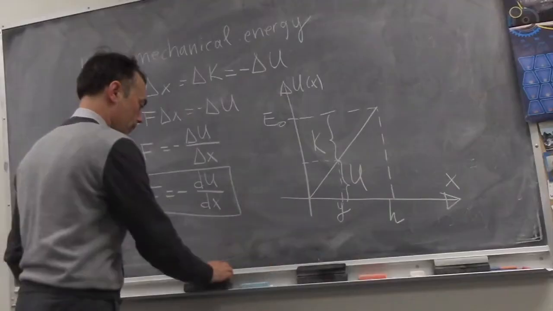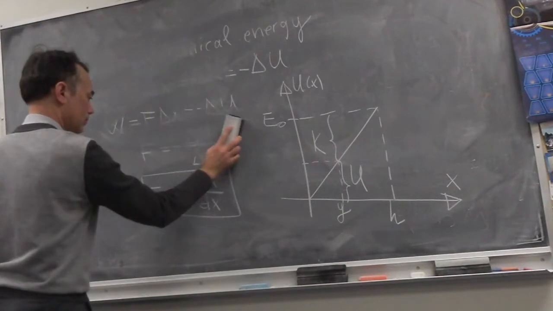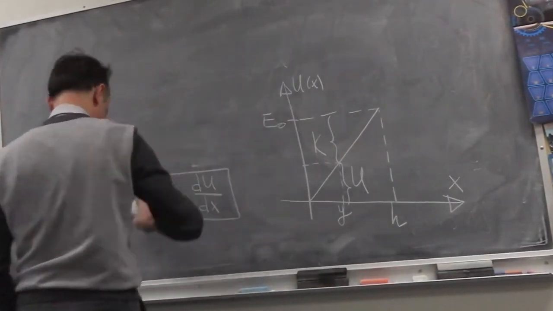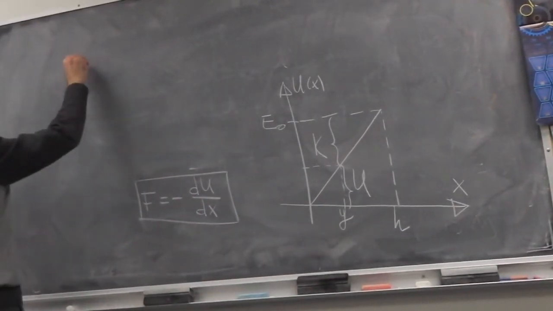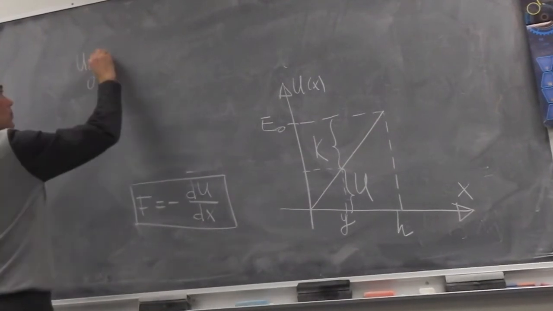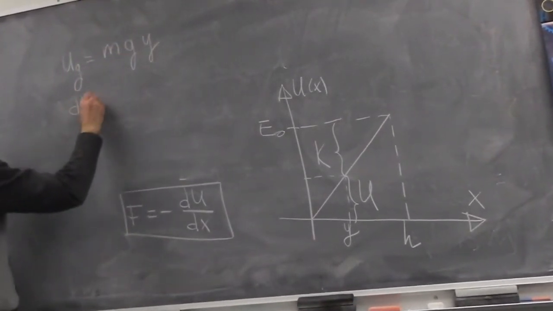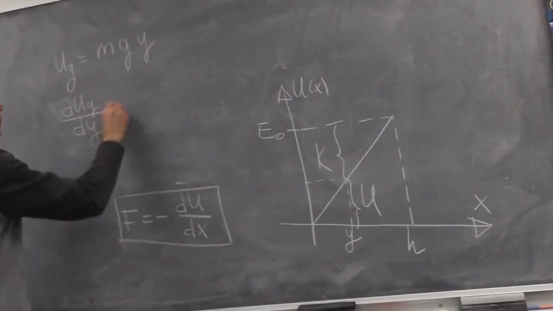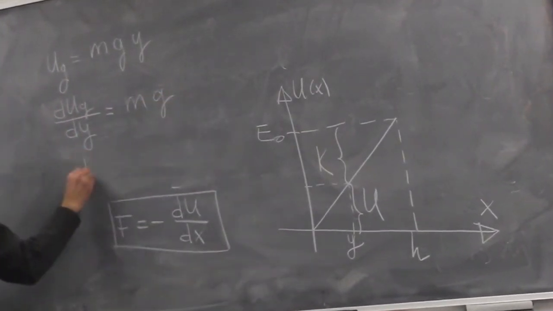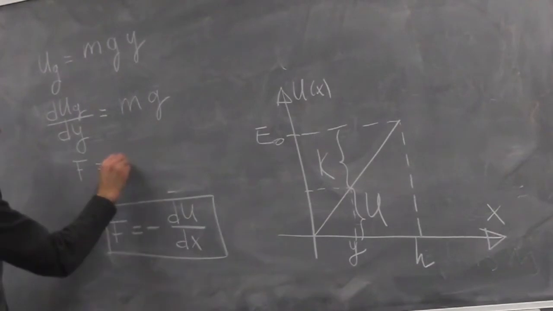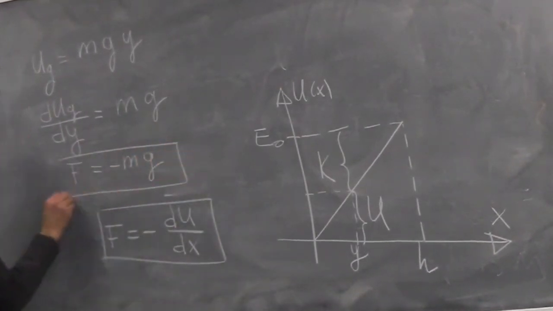Let's consider this result we just found, that the force is equal to the negative derivative of the potential energy with respect to position. In the case of the gravitational potential energy, mgy, if we derive that with respect to the height y, then we get that that is mg. If we change the sign, then we find that the force is equal to negative mg, which we already knew.